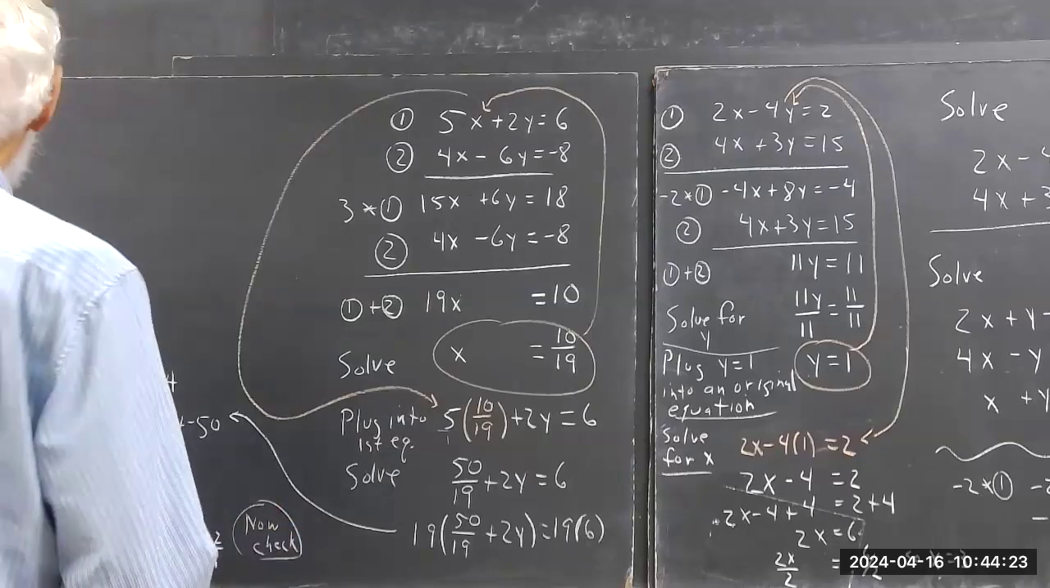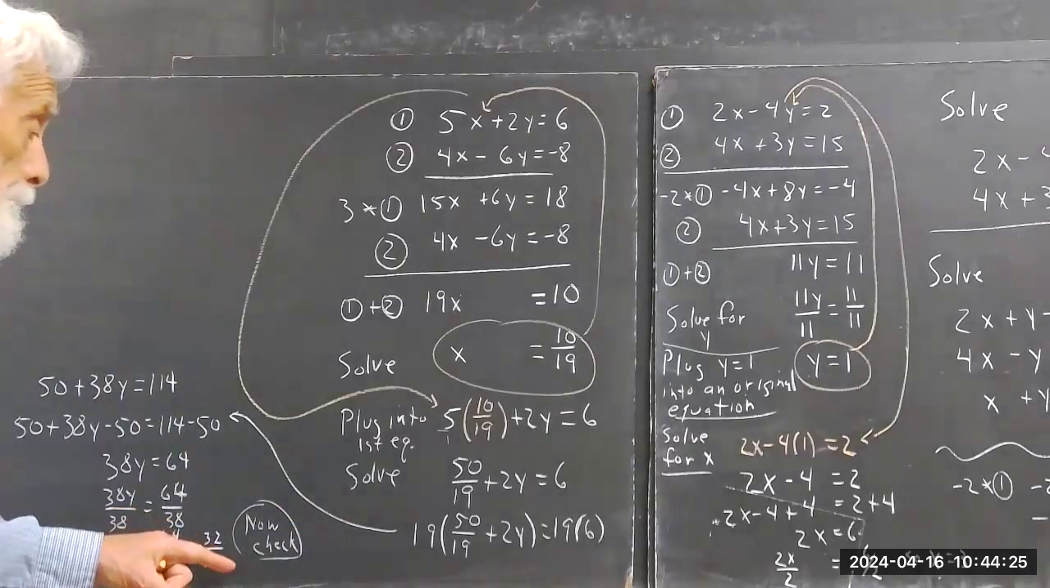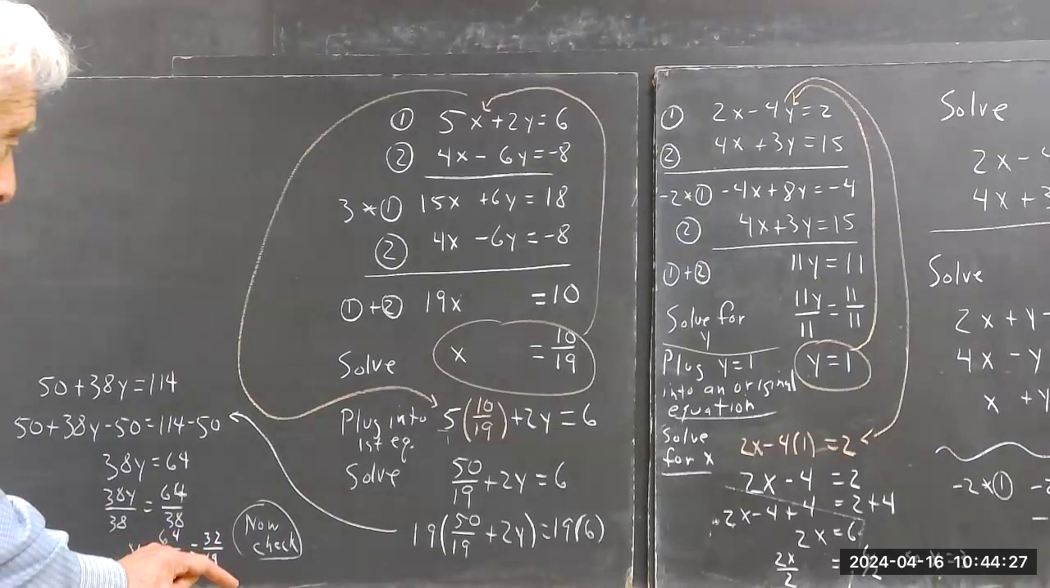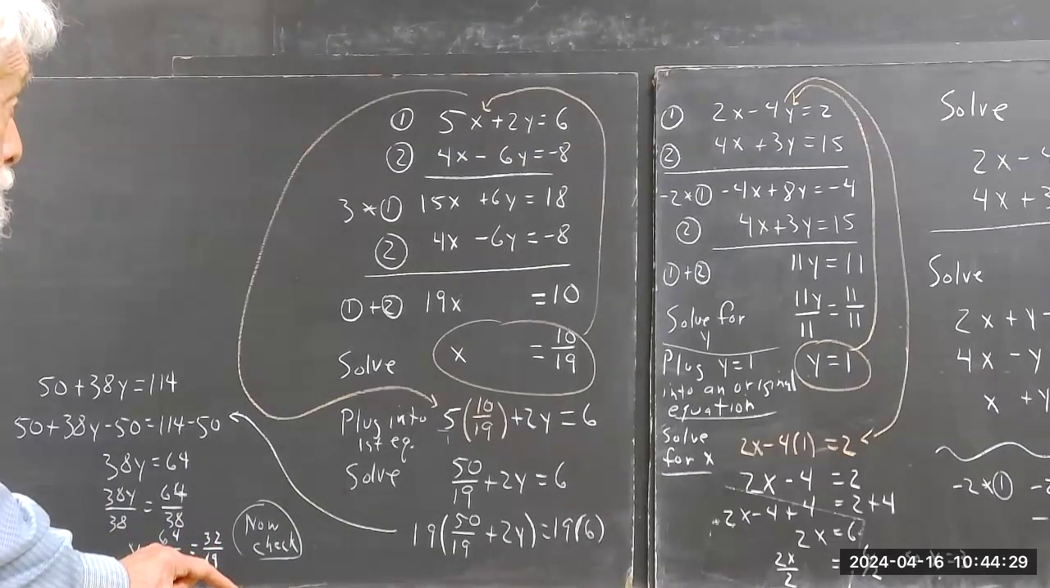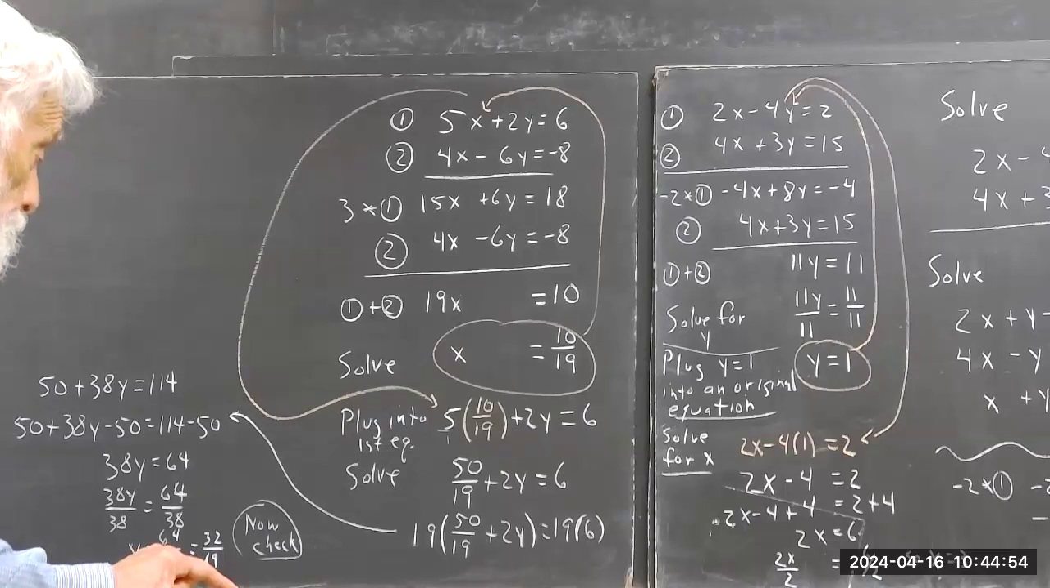Now we check. I'm not going to go through the check for this problem. I'm not even completely sure if it's right. Let me just do something quickly in my head here. We're going to get 50. Well, 50 and 64 equals 14. Yeah, satisfies the first equation.